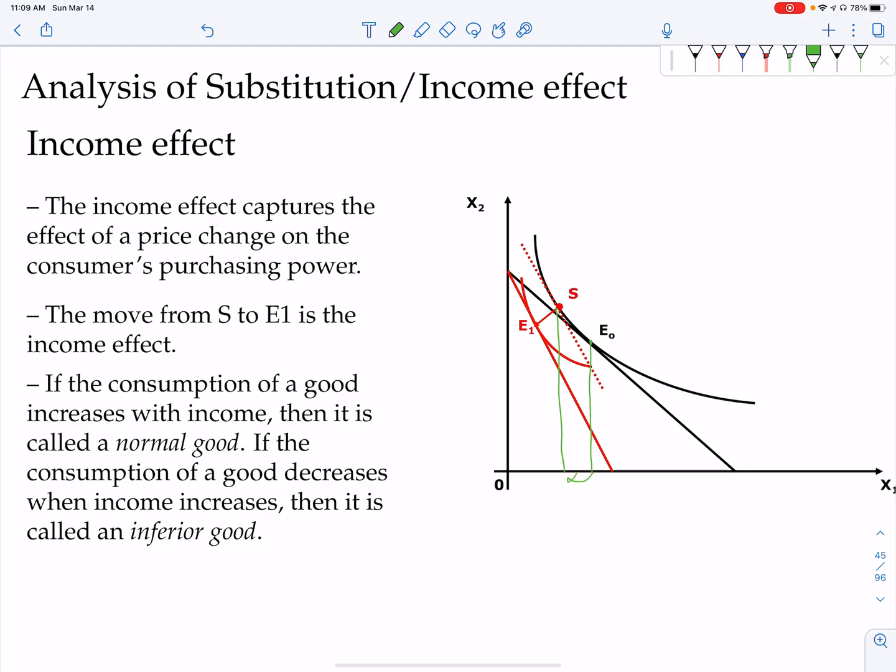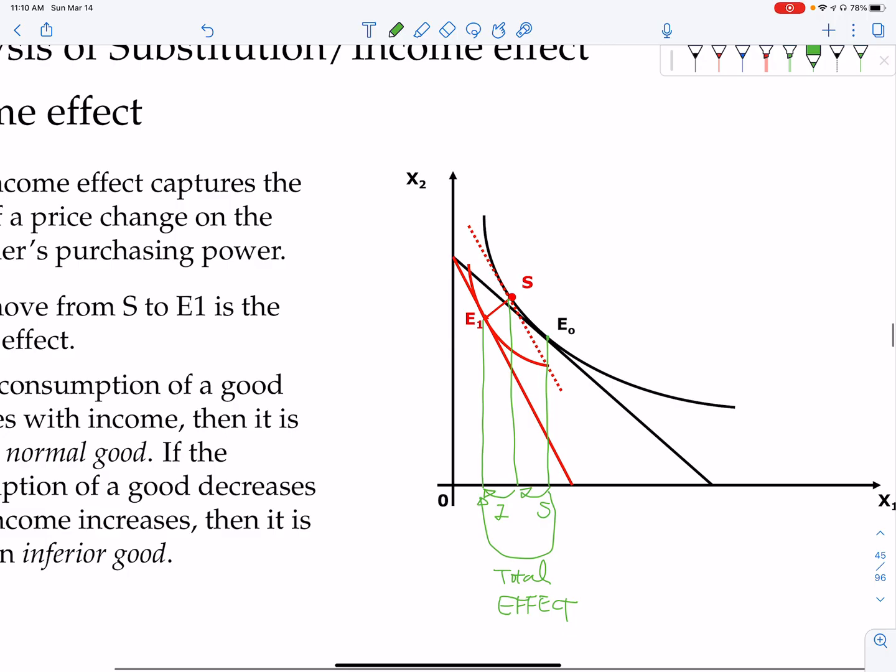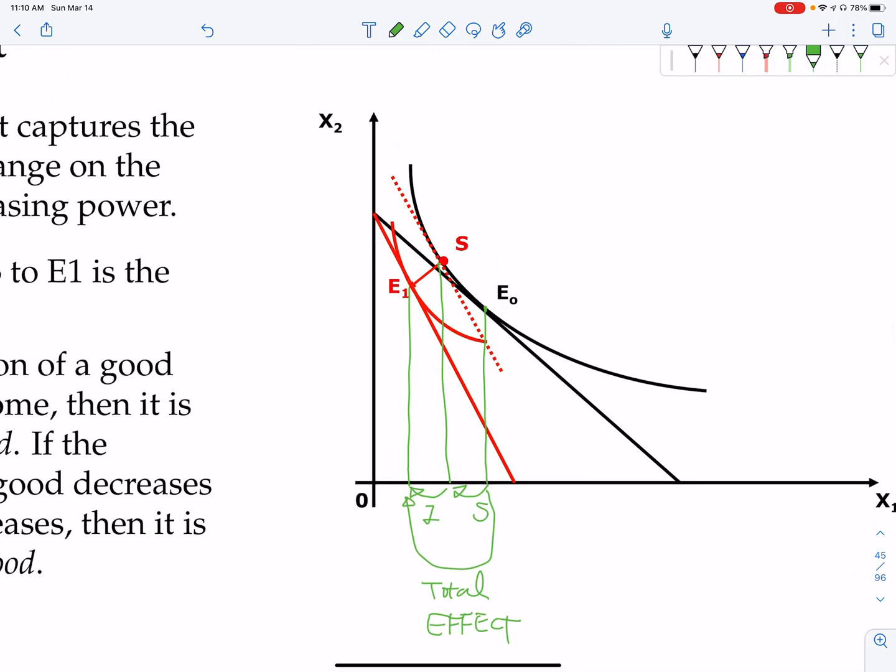So this was the substitution effect. And since we're decomposing the total effect into the substitution effect and income effect, the remaining effect will be the income effect, right? And this will be the total effect, right? So that will be the analysis.